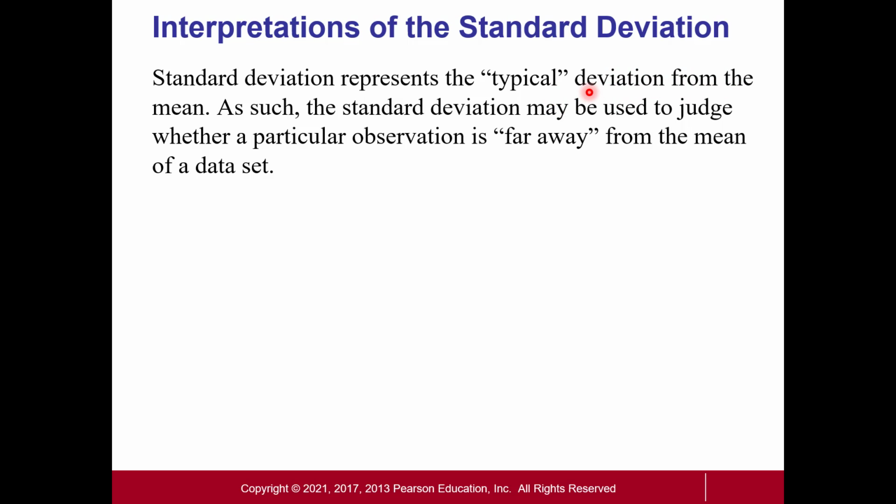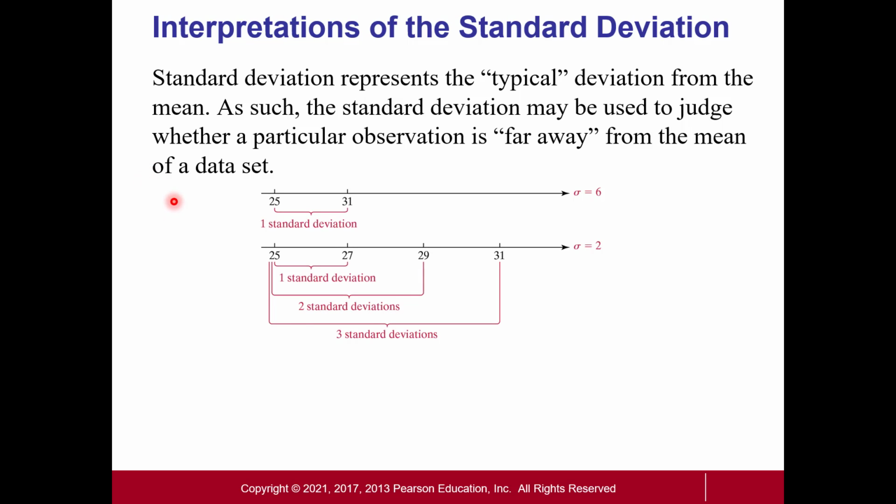So how far, typically, is a data point from the mean? Like, how far away is it? As such, the standard deviation may be used to judge whether a particular observation is far away from the mean of the data set. Is it really far away? Is it an outlier, basically? And so if we have a standard deviation value, here is just an example.